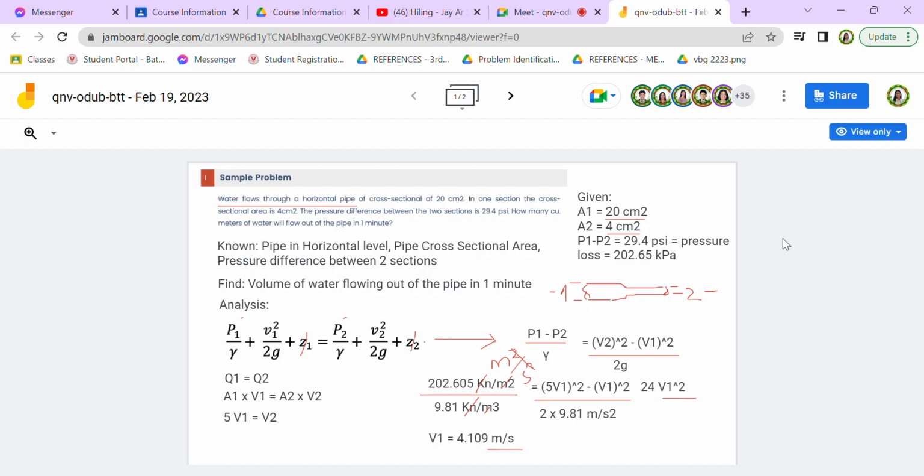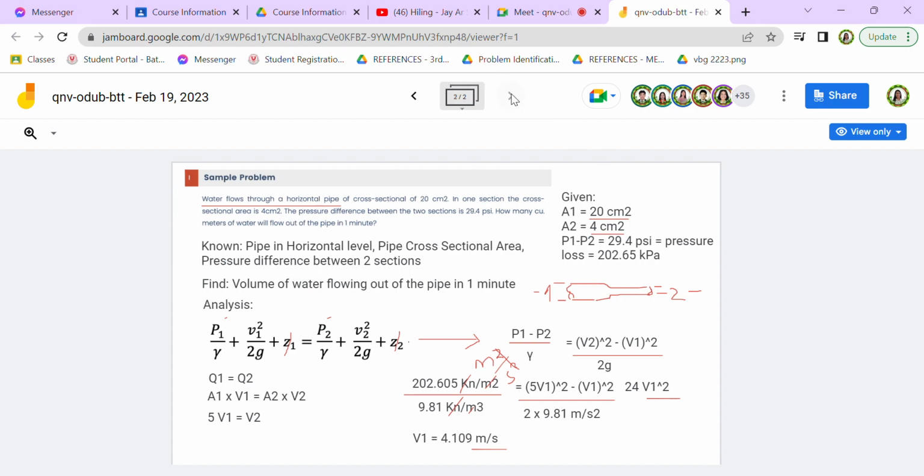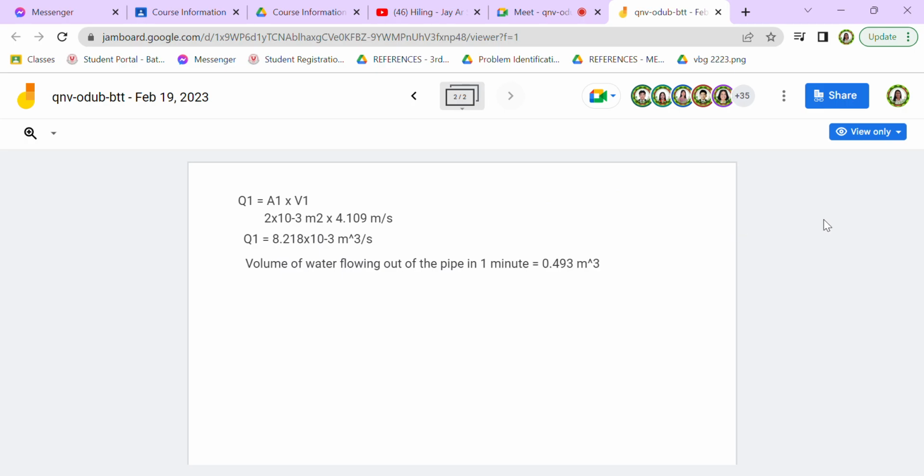So, nasatisfy natin yung problem, na-provide natin yung hinihingi, which is the volume of water flowing out in the pipe in 1 minute is equivalent to 0.493 cubic meter. Ginamit natin sa equation, nineglect lang natin yung value ng elevation head kasi nga the water flows through a horizontal pipe. At the same time, ginamit natin yung continuity equation since ang fluid that is water, we'll use the equation for the non-compressible fluid.